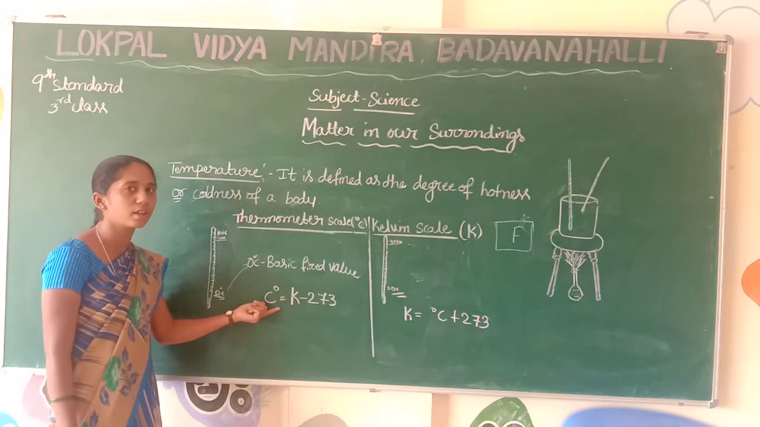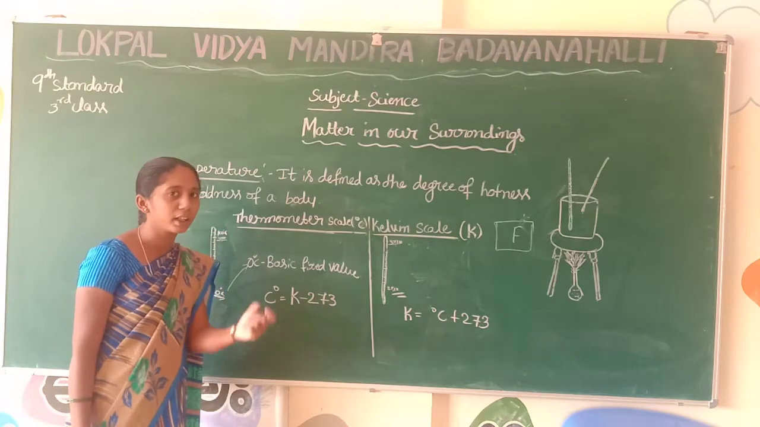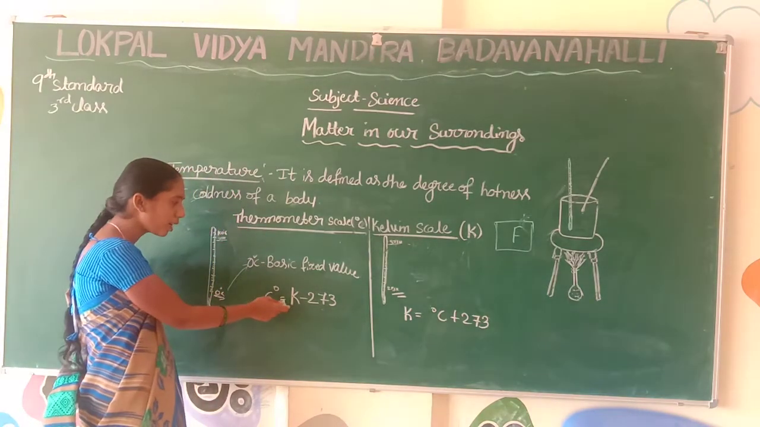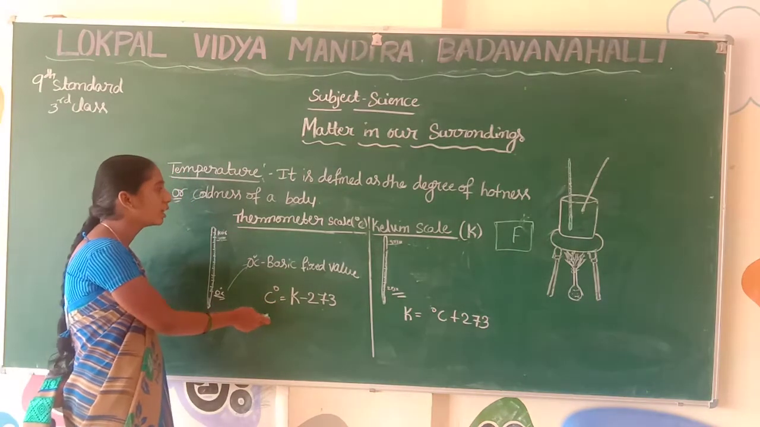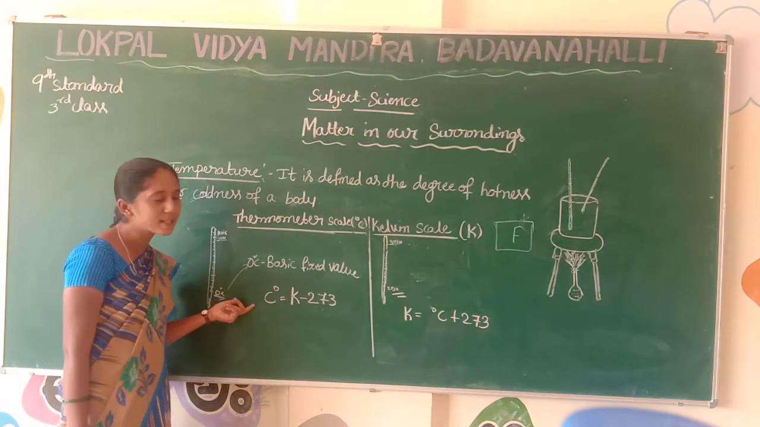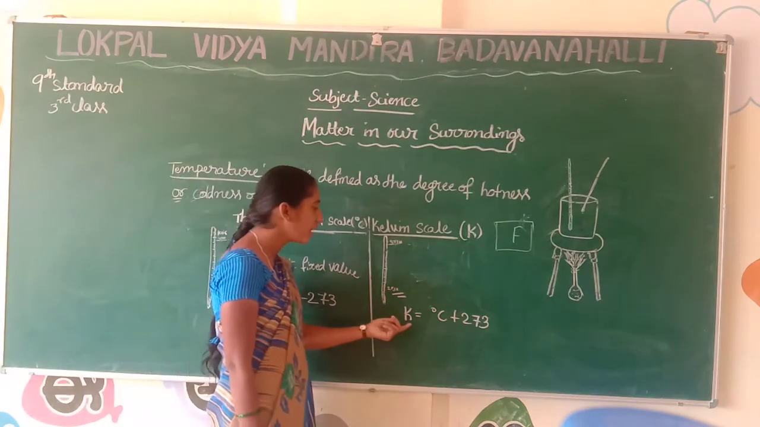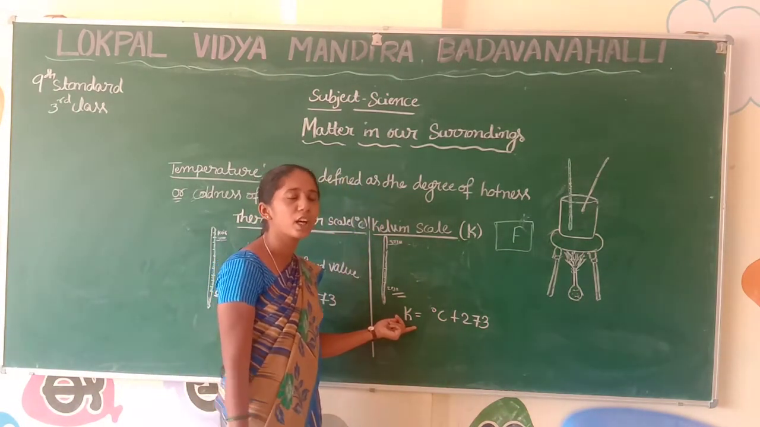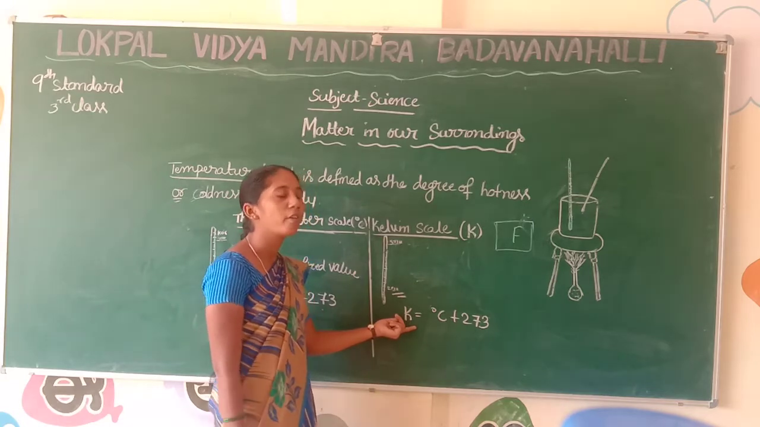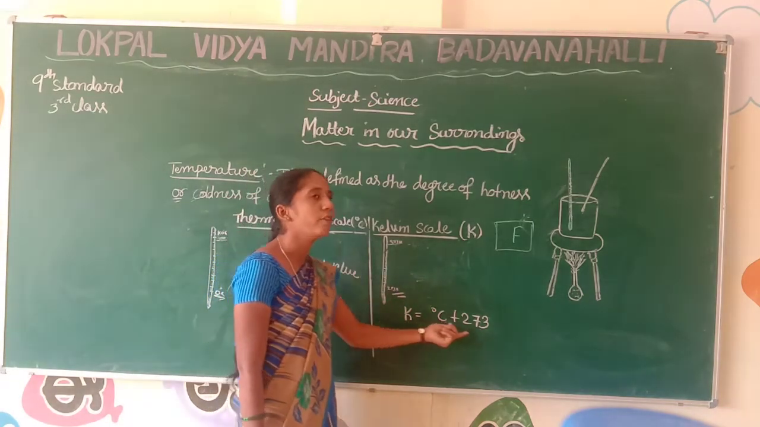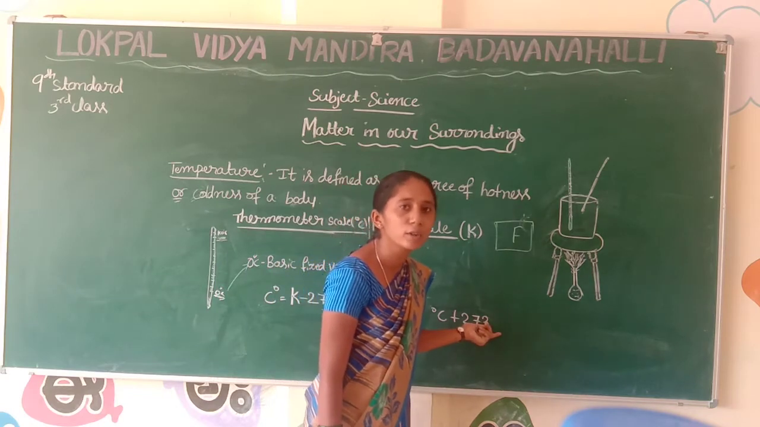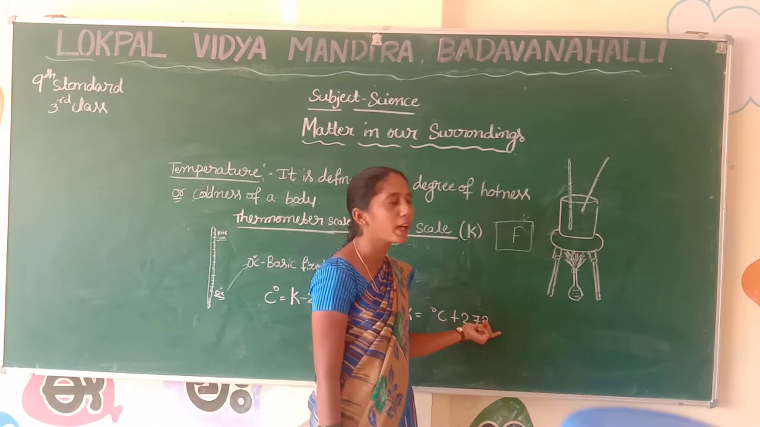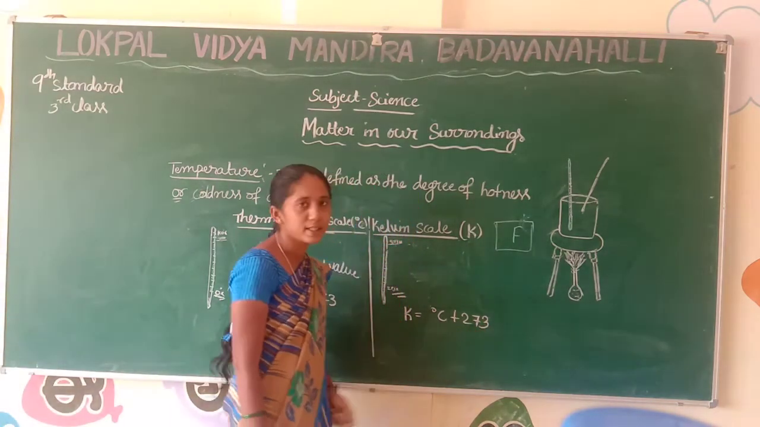Here we write, suppose we find out the degree Celsius, we subtract 273 from the Kelvin value. Did you understand students? What is the value they have given? That value we subtract from the Kelvin scale. After that we get the degree Celsius value. Suppose they are giving the temperature in degree Celsius, we can find out the value in the Kelvin scale. We add 273 to the degree Celsius. Afterwards we get the value of the body in the Kelvin scale.